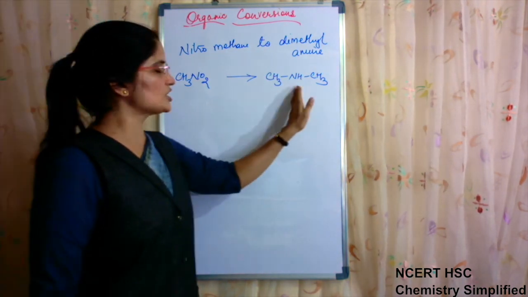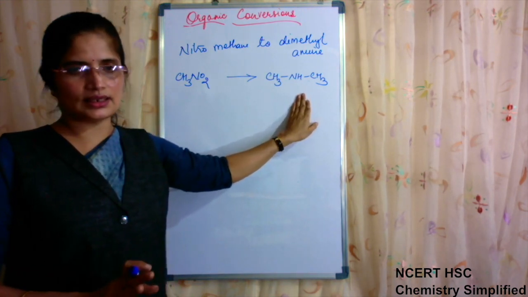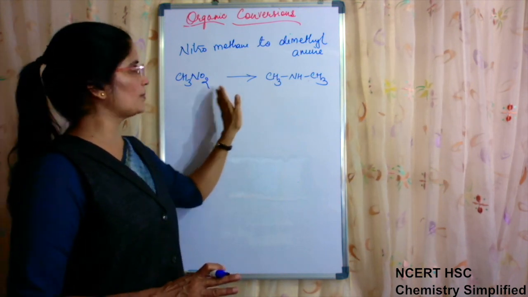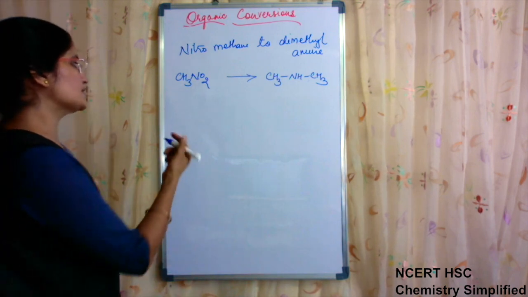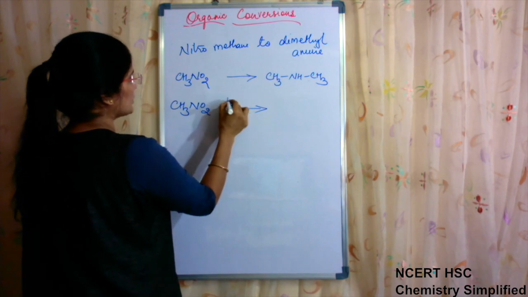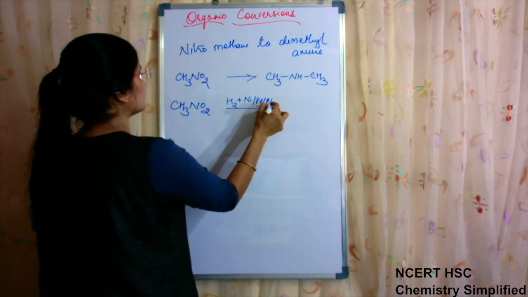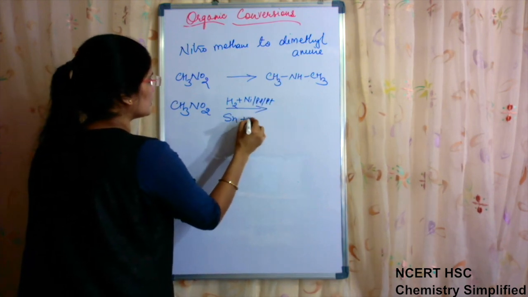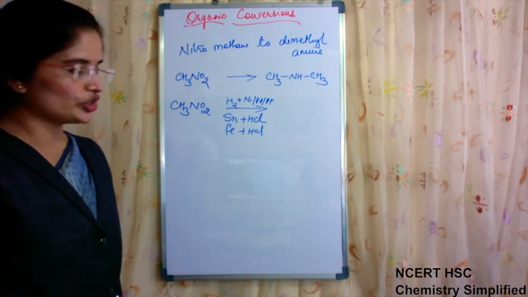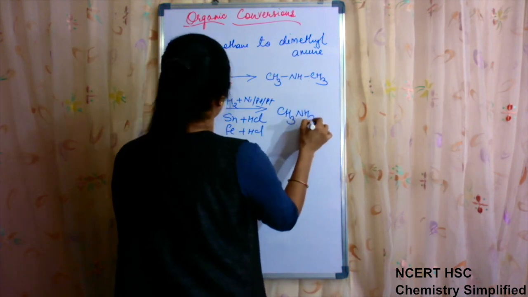To reach this product, we know how to prepare secondary amines from primary. This is an easy reaction. The main thing we want to know is how we convert this nitro compound to amine. This reaction is simple: reduction of nitro compounds. They are reduced either in presence of hydrogen with nickel, palladium or platinum, or with tin metal with HCl, iron with HCl.